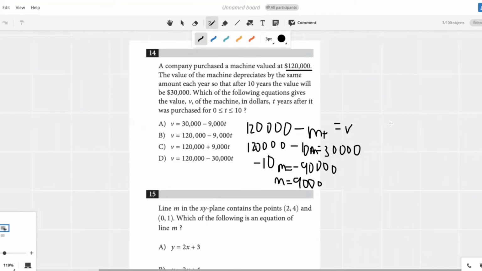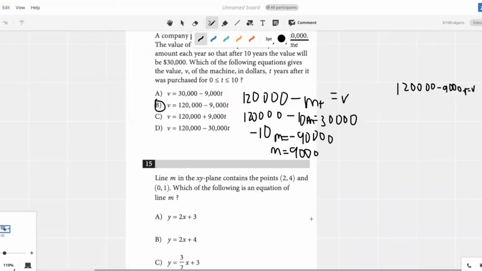So now we can write the full equation, which is 120,000 minus 9,000T equals V. And if we look at our answer choices, this is corresponding to answer choice B. So that's going to be our final answer. So that's how you do number 14.